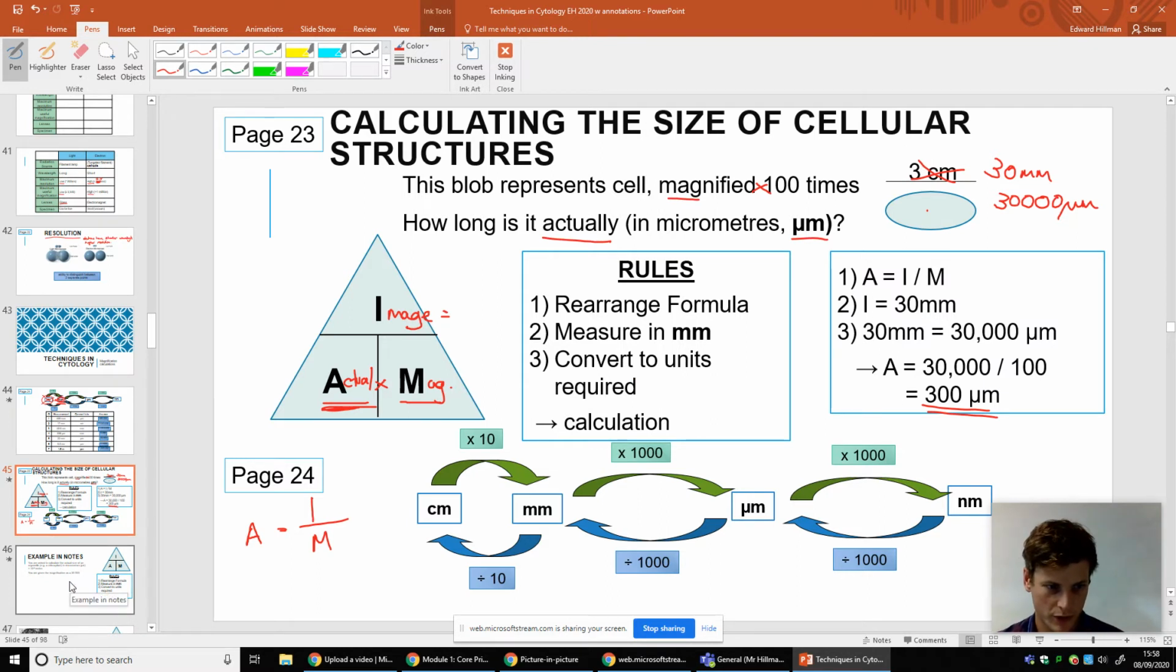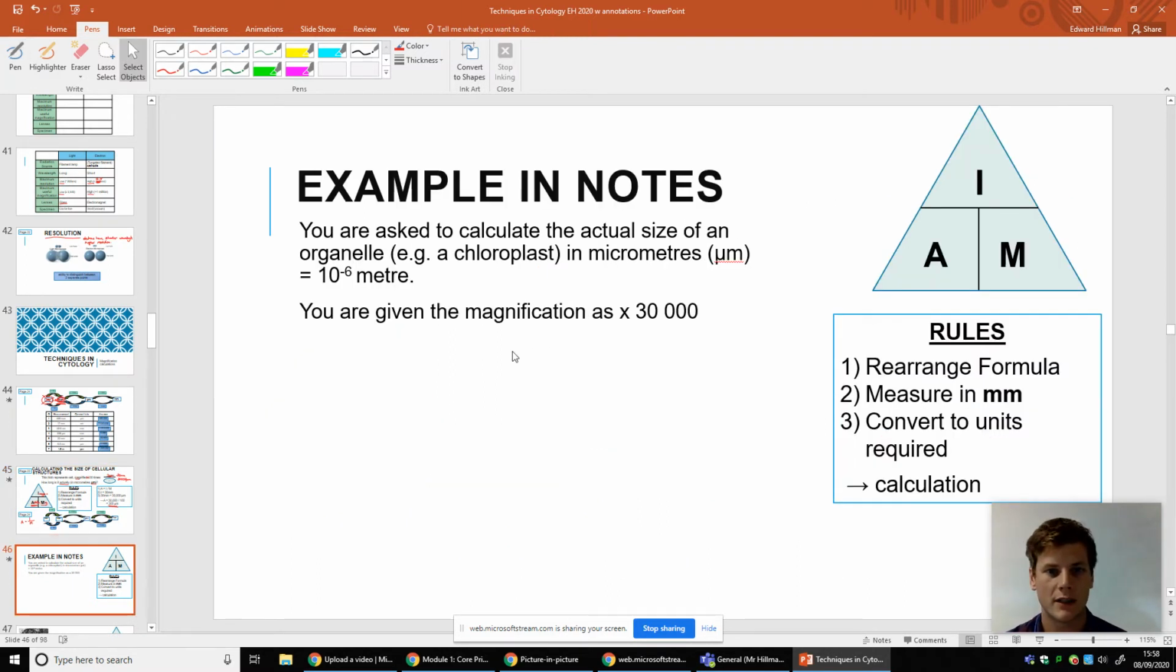So in your notes, you have this example. You are asked to calculate the actual size of an organelle, for example, a chloroplast, in micrometers. Okay. You are given its magnification, so the magnification is 30,000 times.